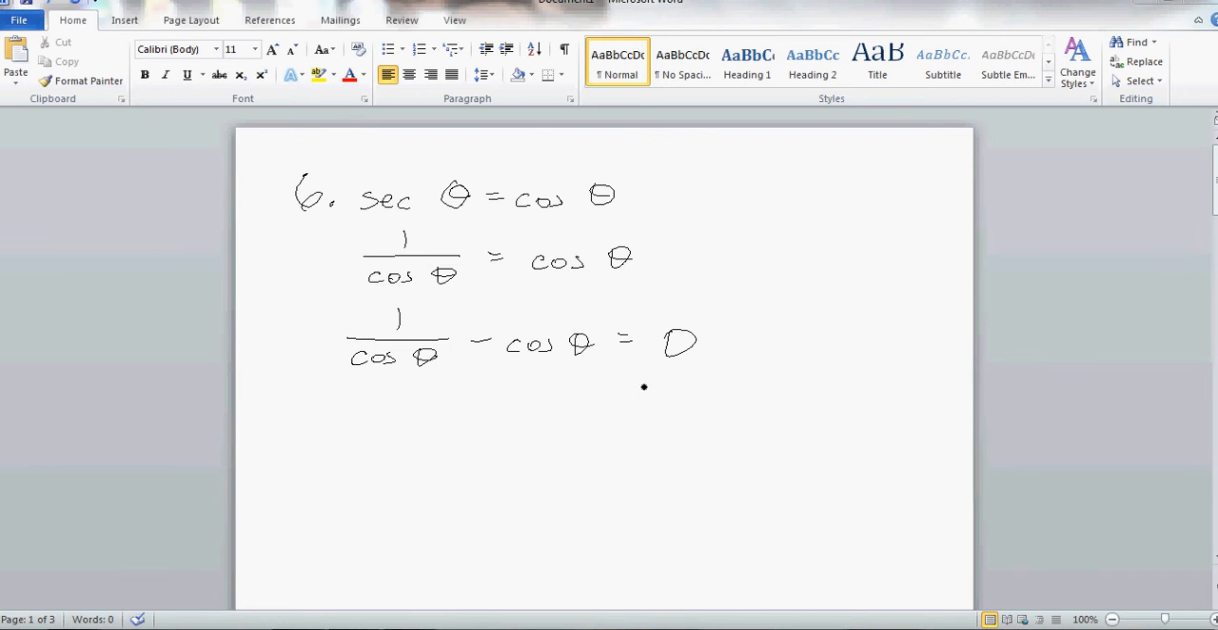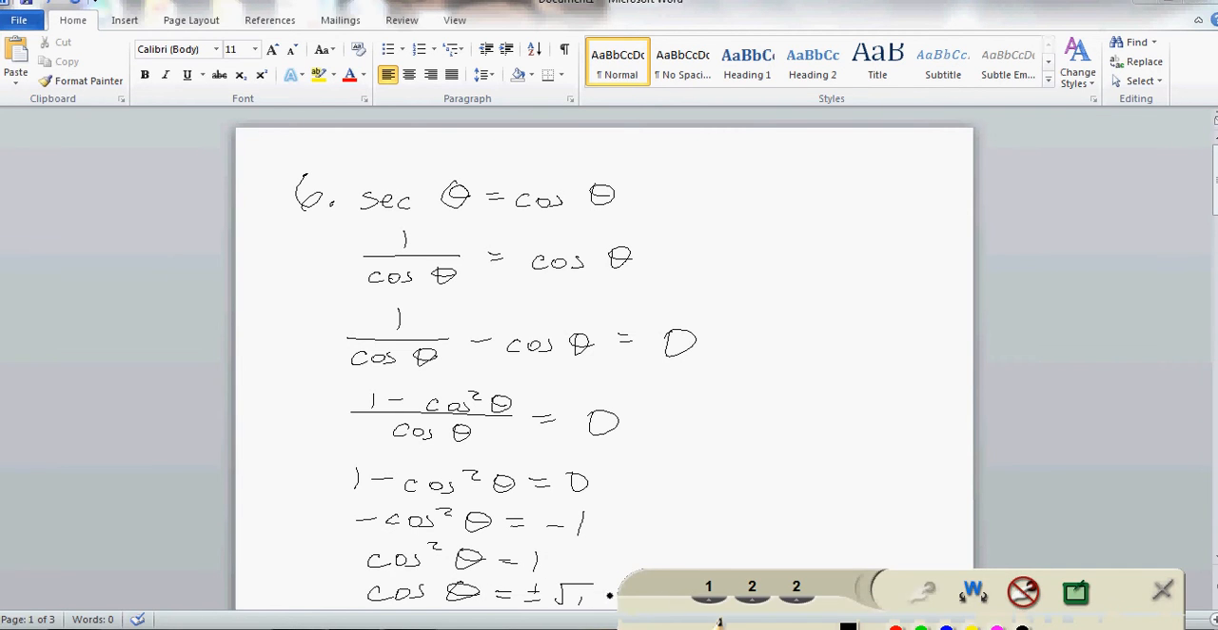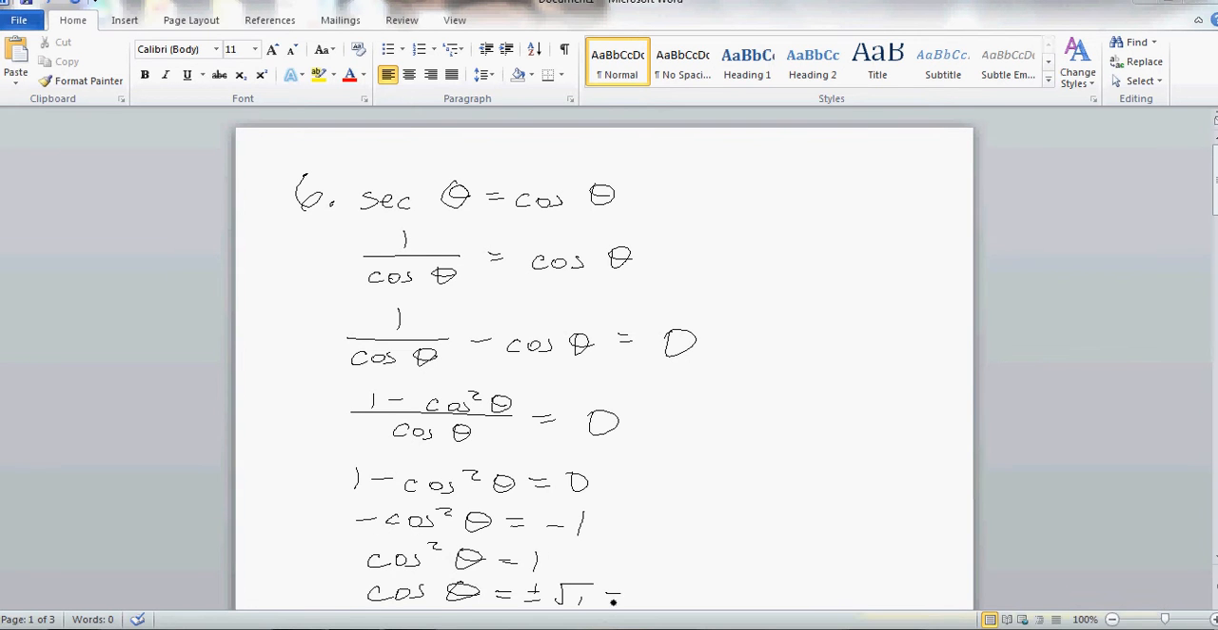Which will equal 0. And then a common denominator will give us 1 minus cosine squared of theta over cosine of theta equal to 0. And the only place that this expression will equal 0 is when the numerator equals 0. So we get 1 minus cosine squared of theta has to equal 0. Subtract 1 from both sides. Divide both sides by -1. And then take the square root of both sides so that the cosine of theta is equal either to a +1 or a -1.